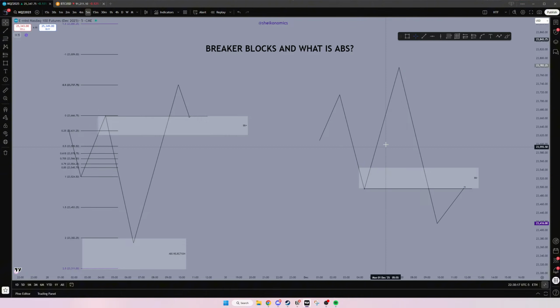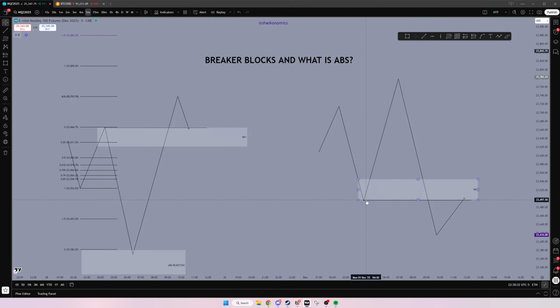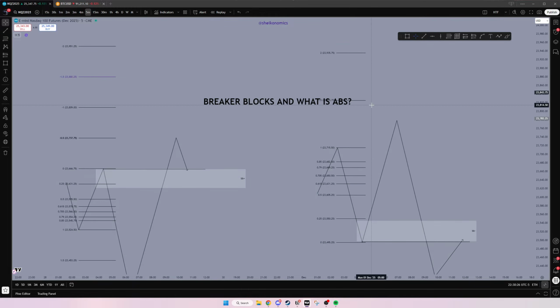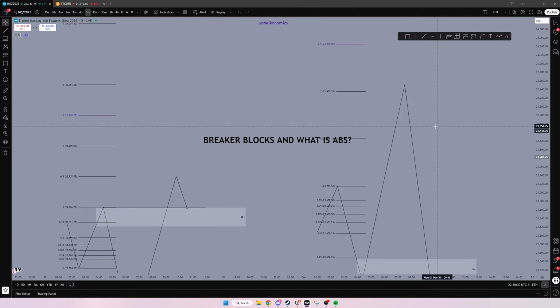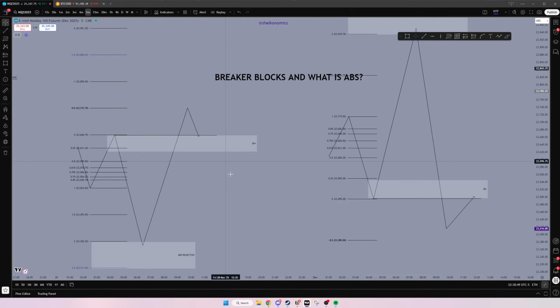Same thing in this bearish example: you have A, B, C, D. This right here is your B leg, which is where you draw your fib. You're going to look for a tap into one of those levels and a rejection from it. So this right here is your ABS rejection, and this is the very, very basics of ABS.